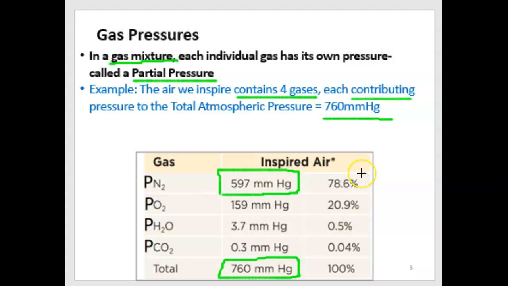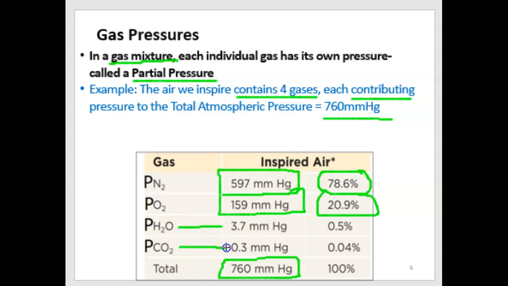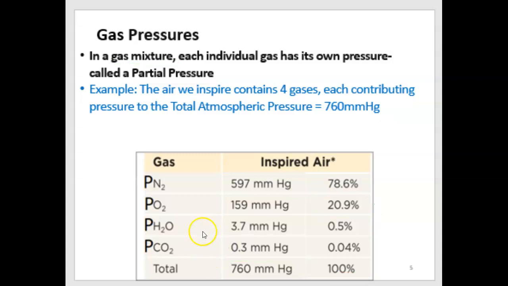So we breathe in a lot of nitrogen. Nitrogen pressure contributes 78.6% of the atmospheric pressure. Oxygen is second with 159 millimeters of mercury, or 21% roughly. And then there's a little bit of water vapor and much less CO2. But the concept that I'm trying to get across is that each gas exhibits its own pressure, its own partial pressure within a gas mixture.